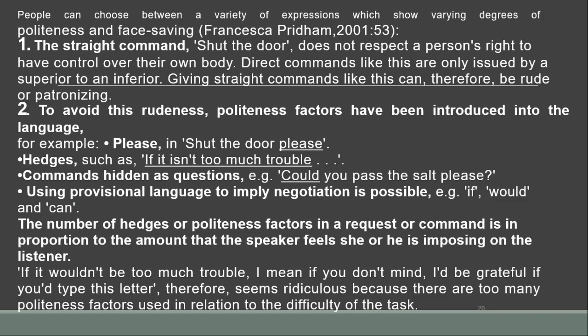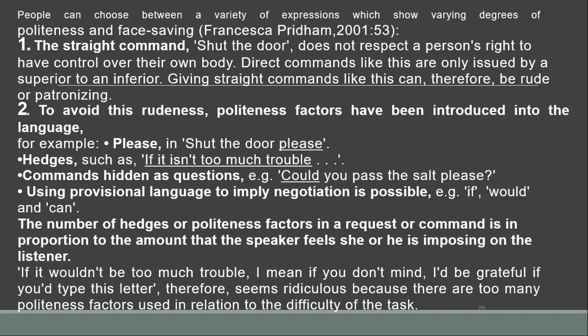Now, look at these different strategies adopted by people to avoid face-threatening acts. People can choose between a variety of expressions which show varying degrees of politeness and face-saving acts. Look at the straight command: "Shut the door." It does not respect a person's right to have control over their own body. Direct commands like this are only issued by a superior to an inferior. Giving straight commands like this can therefore be rude or patronizing. So it is something threatening.